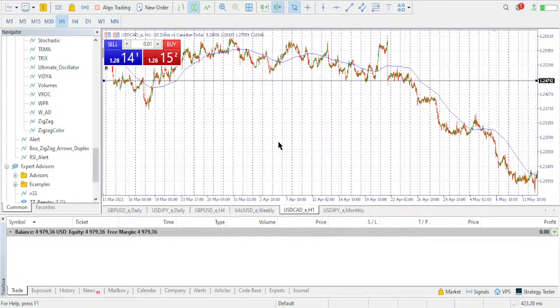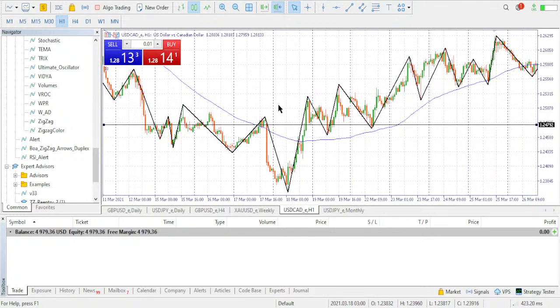The color, I want to make it black so that it's much more visible. And then I'll give it a larger width of 2. So we have it here. This is how I use this indicator.